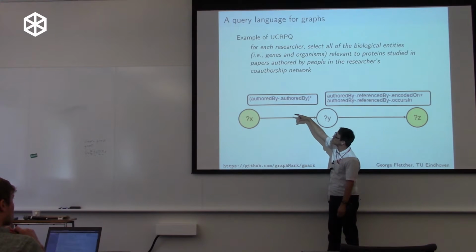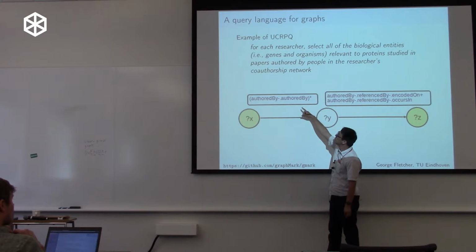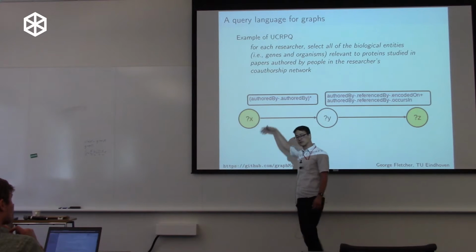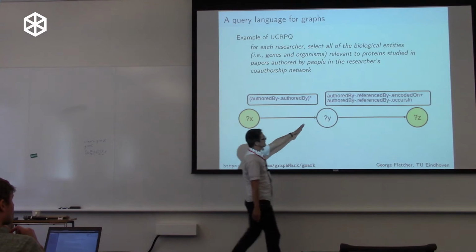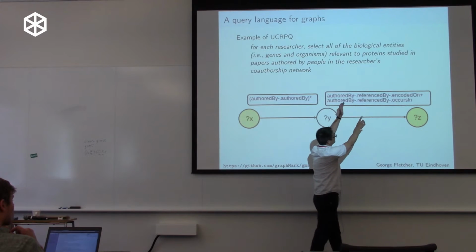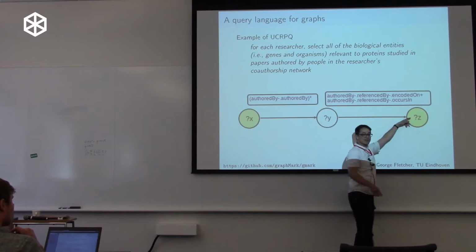We have a little regular expression, so we're looking at which papers are authored by this x, and who are the authors on those, and then we repeat. We recursively collect all of these by crawling through the graph. And then once we find all of these y's, this is actually just a conjunctive query, right? So what are the papers? What are the proteins in those papers? And what are the genes and organisms relevant to those proteins?